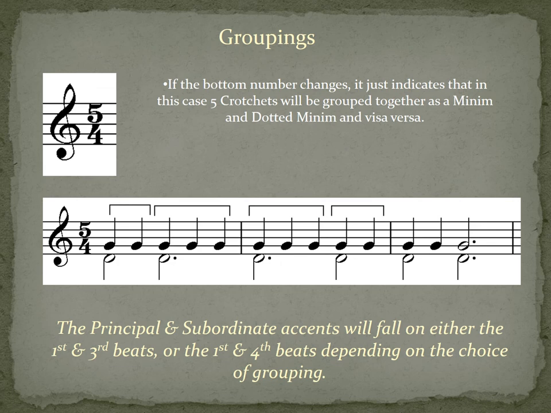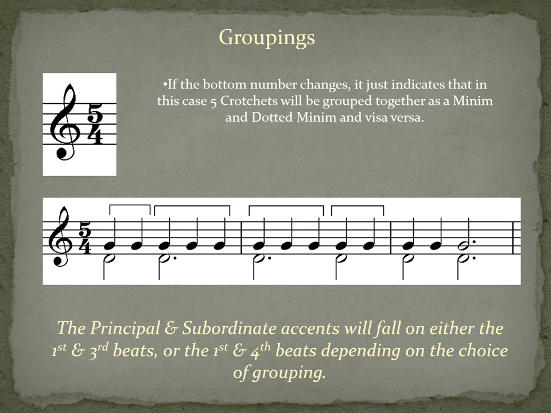Now again, the only difference when the bottom number changes is the size of the beat itself. In this case, it's a 4 as a bottom number, therefore representing crotchets. So you have 2 crotchets followed by 3 crotchets, or 3 crotchets followed by 2 crotchets. Therefore, as a grouping, it will be 1 minim followed by a dotted minim, or a dotted minim followed by a single minim. So the principal and subordinate accents will fall on either the first and the third beats, as you can see from bar 1, or the first and the fourth beats, as you can see in bar 2.